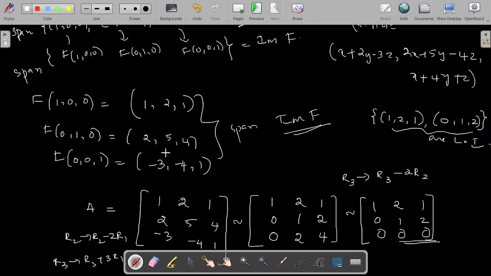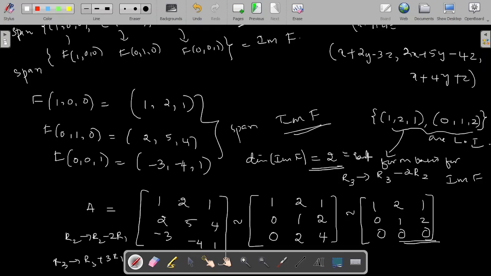Or you can take the first two vectors (1, 2, 1) and (2, 5, 4); these two are linearly independent. Anyway, I have taken it in the echelon form. Whatever vectors you get in the echelon form, you can take those vectors. So (1, 2, 1) and (0, 1, 2) are linearly independent. Hence, these two vectors form a basis for the image space, image of F. How many elements in the basis? 2 elements. Therefore, dimension of image of F equals 2, which is nothing but the rank of F.